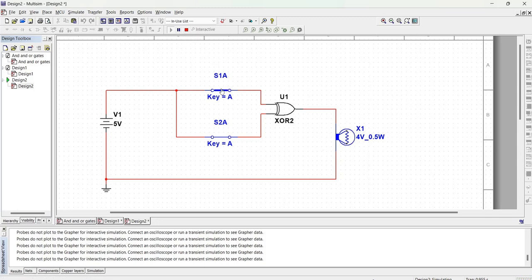What if one of the inputs is low, another one is high? You see, the output is high. Let me close this switch and open this switch. So one is high, another one is low, still the output is high. So this is how an exclusive OR gate operates. The results have been verified using this circuit simulator. Thank you.